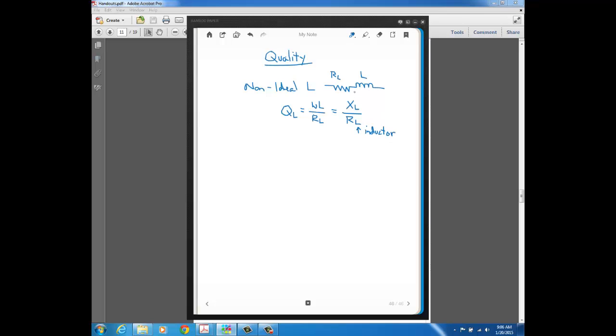As I mentioned, an ideal inductor would have infinite quality since R_L would be 0, since no energy would be dissipated by an ideal inductor. But for actual inductors, you want this number to be large, because you prefer to have as much energy stored with as little energy dissipated as possible. So that's quality of an inductor, but you also have quality of a filter.